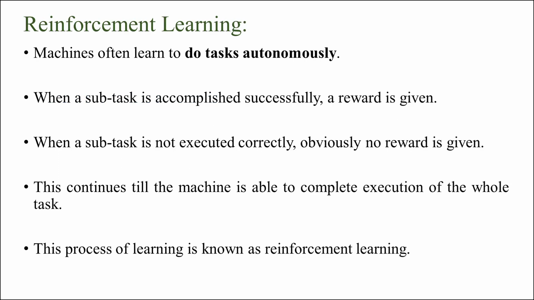The final main type of machine learning is reinforcement learning. Here, the machines often do their tasks autonomously. When a subtask is accomplished successfully, a reward will be given. When a subtask is not executed, no reward will be given. This procedure will continue until the machine is able to complete the execution of the whole work. This process is known as reinforcement learning.